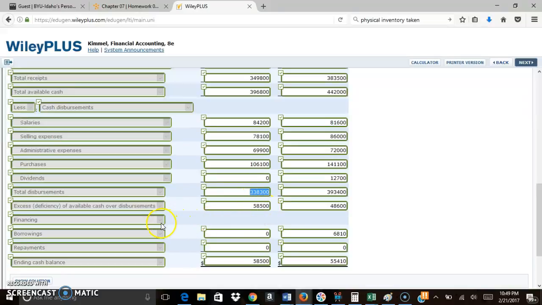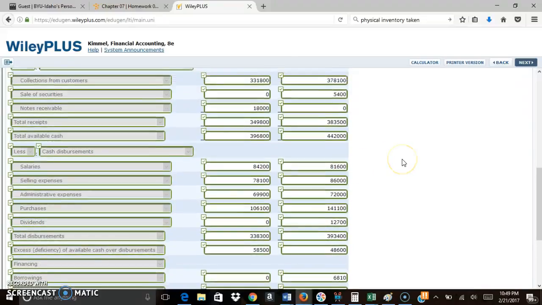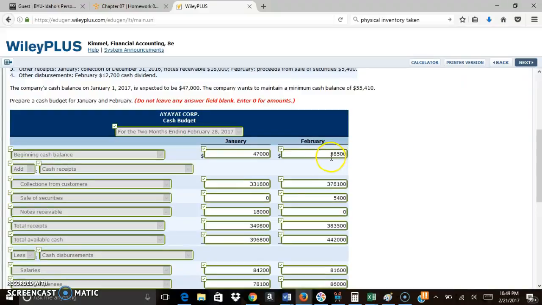So then we go into the financing activities, which consists of borrowing and repayments. But we don't need that. Our goal was 55,410, and we have an ending balance of 58,500. So we don't need to borrow any money. So I put zeros in for payments, and that was our cash ending balance of 58,500, which we then carry back over to February and input it here.